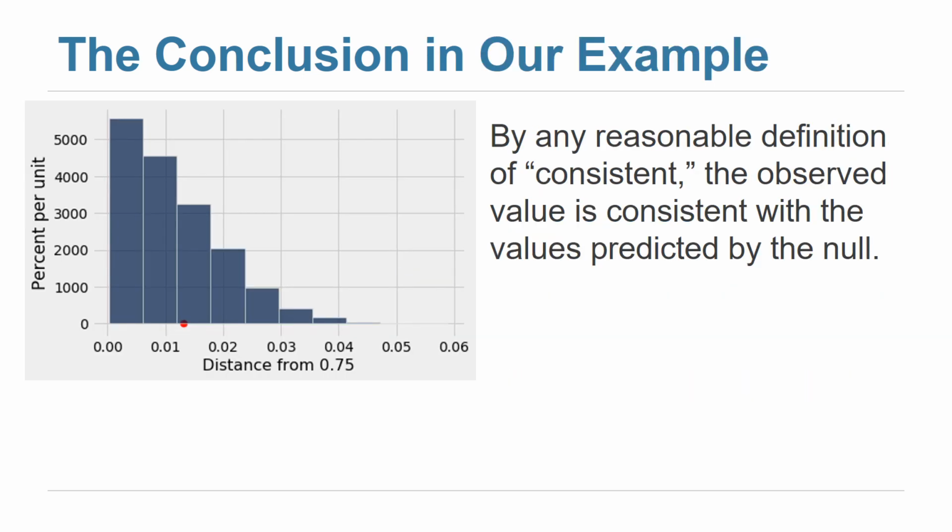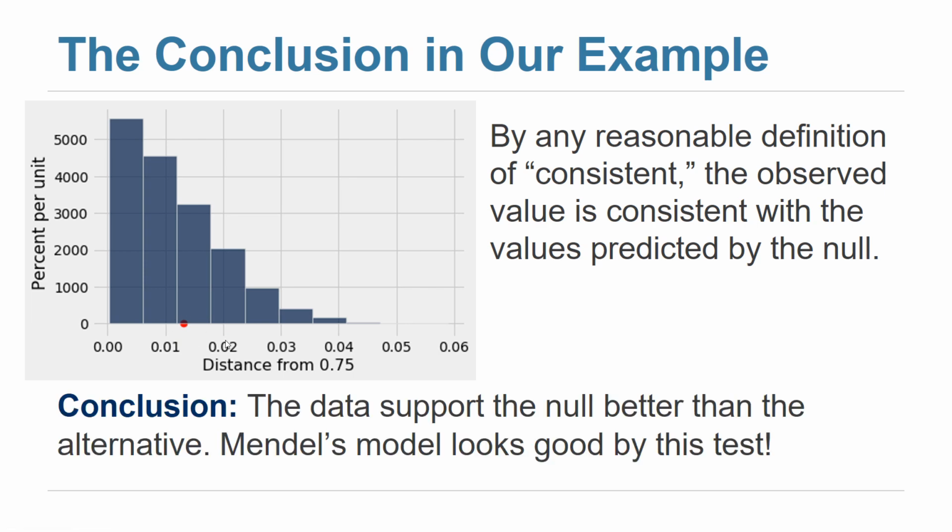In our example, of course, by any reasonable definition of consistency, it is very clear that the observed value is consistent with the predicted values. So we will conclude that the data supports the null better than the alternative, which means that the model suggested by Mendel looks good by this test.